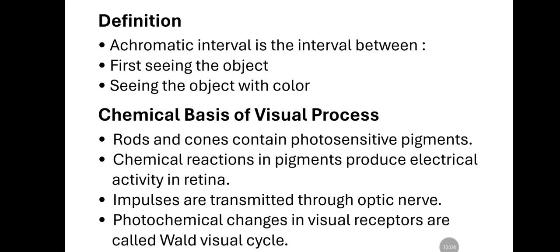Definition. Achromatic interval is the interval between first seeing the object and seeing the object with color.